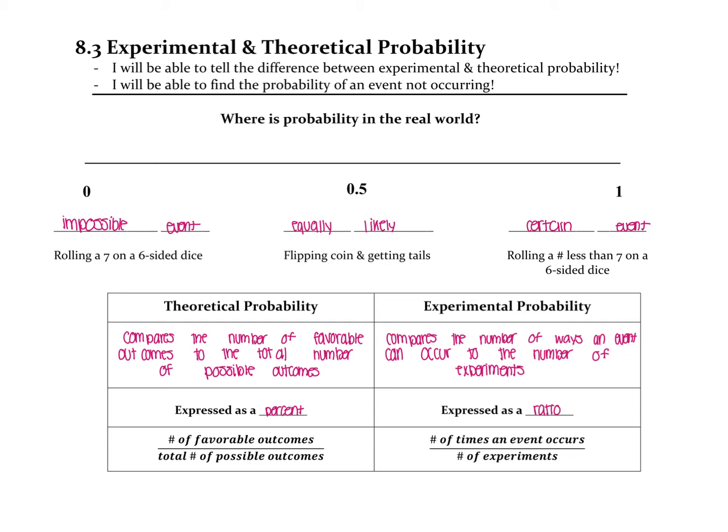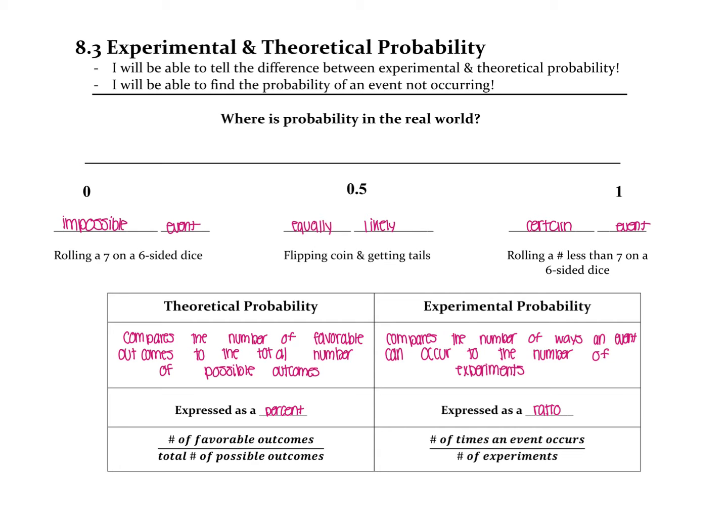If you calculate the probability and it's 0, that means that the event is an impossible event. So that means it's impossible of happening. For example, rolling a 7 on a 6-sided die is not going to happen because there's not a 7. So that's what we call an impossible event.